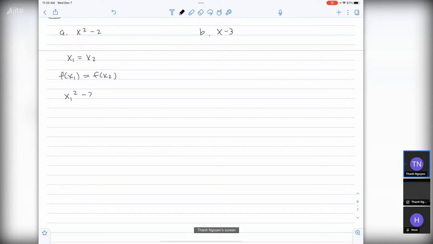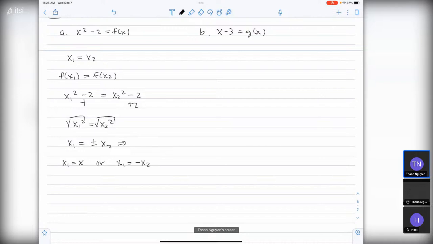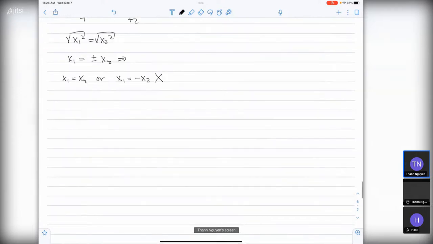x1 squared minus 2 is equal to x2 squared minus 2. Should say f of x, right? Okay, so then if you add 2 to both sides, you get that x1 squared is equal to x2 squared. So then let's say you find the square root of this, right? Then you get x1 is equal to plus or minus x2, right? That means x1 is equal to x2, or x1 is equal to negative x2, right? Which is not good, right? So that's bad. So f of x is not 1 to 1.